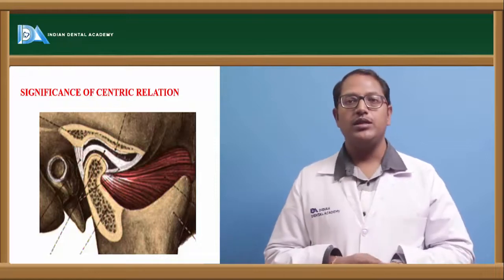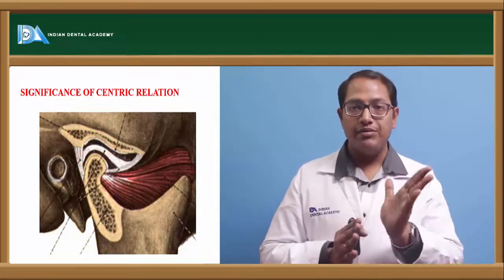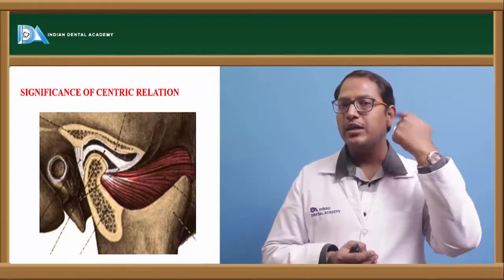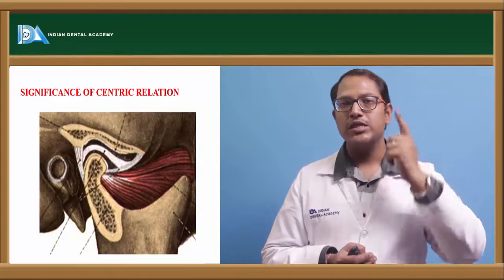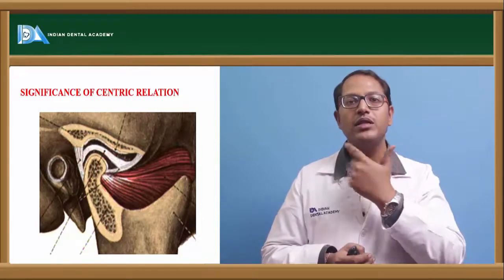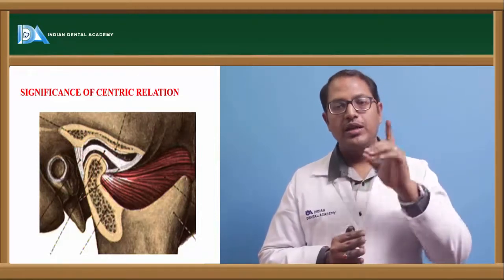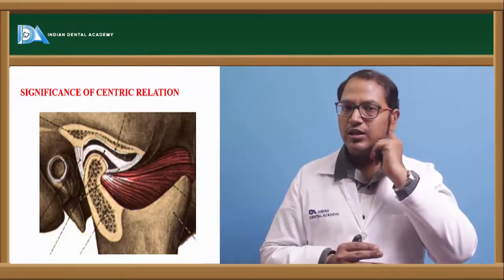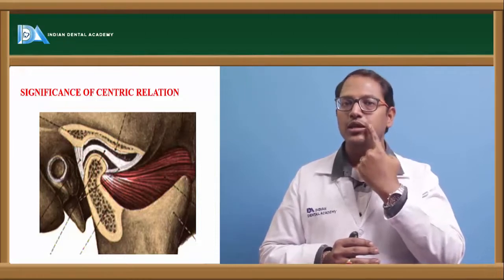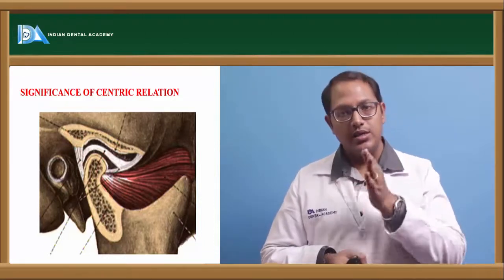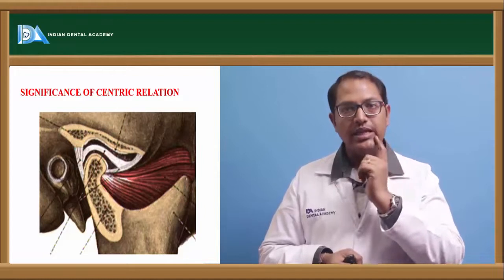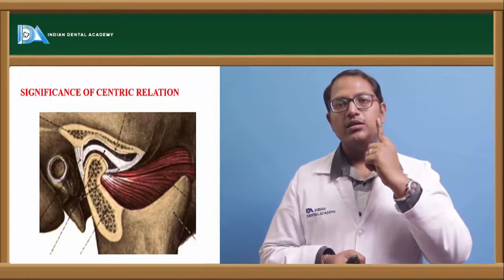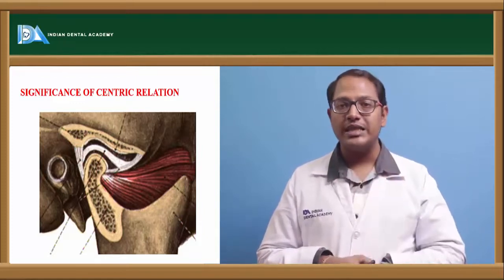And most important, a centric relation and a centric occlusion is slightly different. Centric relation is whatever we are speaking here happening in the condyle with that of the glenoid fossa. Centric occlusion is whatever happening with the teeth. So the position when the patient has taken the mandible to centric relation, whatever is your occlusion at that time is called centric occlusion. Now this centric occlusion is the occlusion of the teeth when the mandible is in centric relation, right? So this is also differing from maximal intercuspation position.